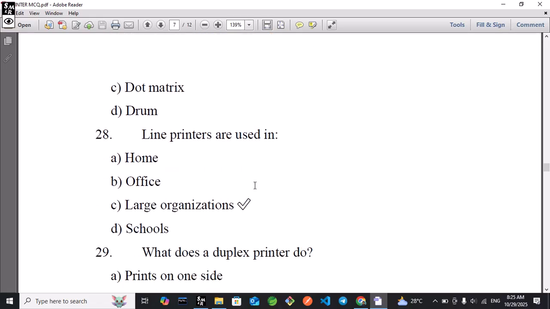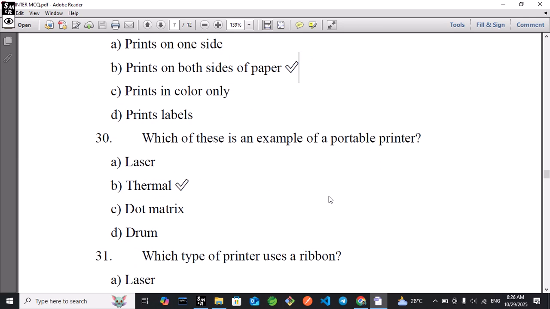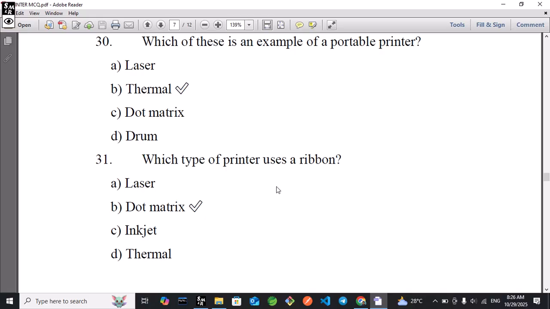Line printers are used in large organizations. What does a duplex printer do? Print on both sides of the paper. Which of these is an example of a portable printer? Thermal printer. A small type of printer. This type of printer uses a ribbon: dot matrix printer.